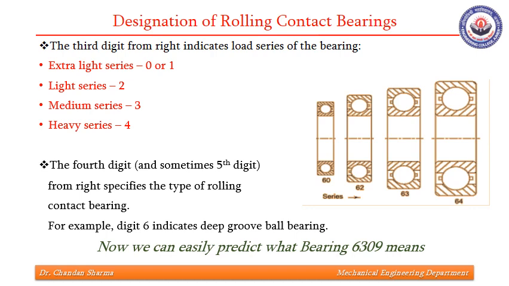For example, if the digit is 6, this denotes deep groove ball bearing. Now, with this information, I think we are able to predict what bearing 6309 means. It simply means that as the last 2 digits are 09, it is suitable for a shaft diameter of 45 millimeters, 09 multiplied by 5. Third digit from right is 3, so it is a medium series bearing, suitable for medium loads. And the last digit is 6, which means it is a deep groove ball bearing.